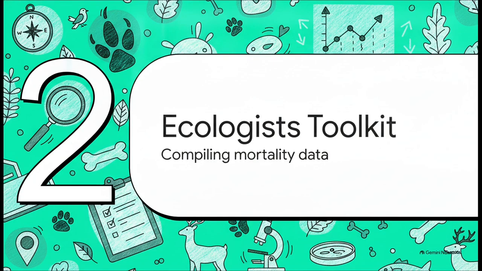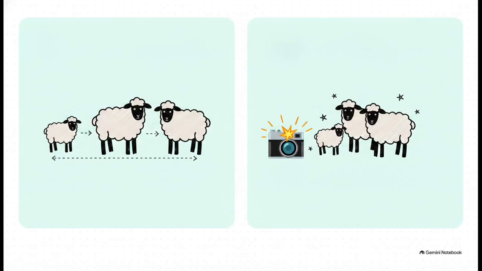Section 2. The Ecologist's Toolkit. This is where we look at compiling that raw mortality data. So, scientists essentially have two main ways to build a life table, which is just a record of survival. The first is a cohort life table. You can picture this as setting up a video camera and tracking a single group from the exact moment they're born until the very last one dies. It's incredibly accurate, but as you can imagine, it's also incredibly difficult to pull off.